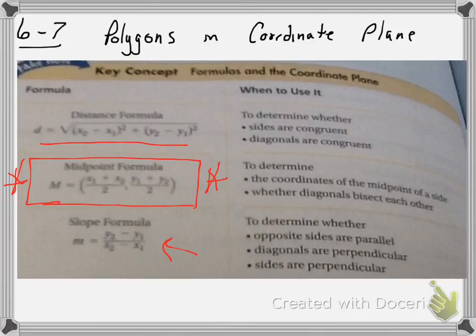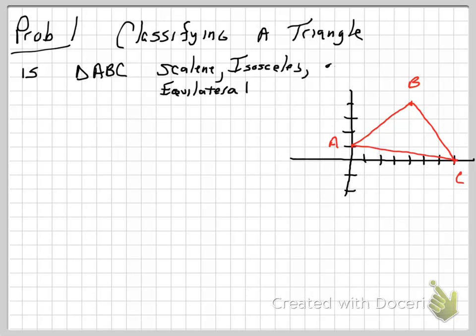Okay? And this is a good little thing here. It says when to use. To determine whether sides are congruent or diagonals are congruent, use the distance formula. To determine the coordinates of the midpoint of a side, or whether diagonals bisect each other, use the midpoint formula. And to determine whether opposite sides are parallel, diagonals are perpendicular, or sides are perpendicular, use the slope formula.